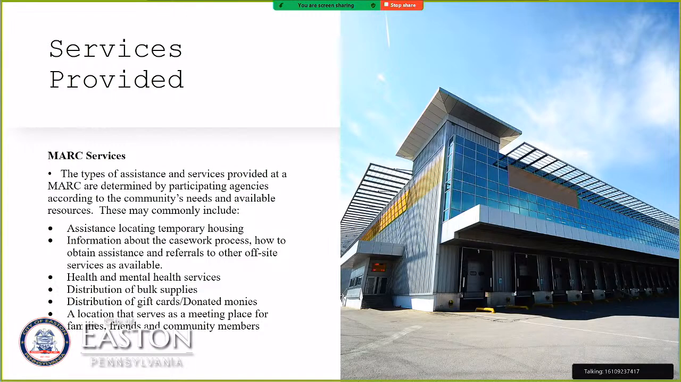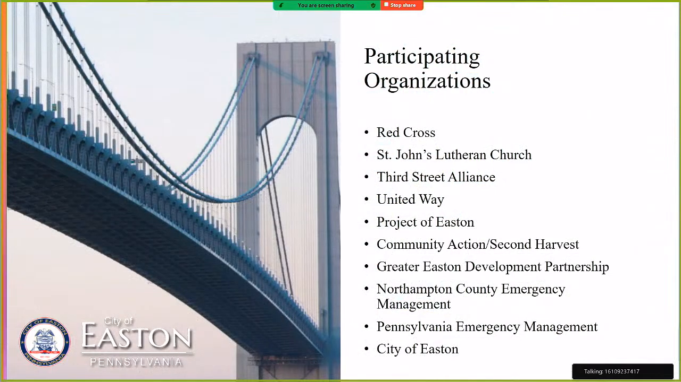So the MARC services: assistance for locating temporary housing, information on casework, health and mental health services, distribution of bulk supplies and gift cards or money that was passed out. As Dr. Rugos and the mayor both know, they were there. And a location that serves as a meeting place for everybody to get together. So, participating organizations, we had the Red Cross, St. John's Lutheran Church, Third Street Alliance, United Way, Project of Easton, Community Action, Second Harvest, the Greater Easton Development Partnership, Northampton County EMA, Pennsylvania Emergency Management, and of course, the city.